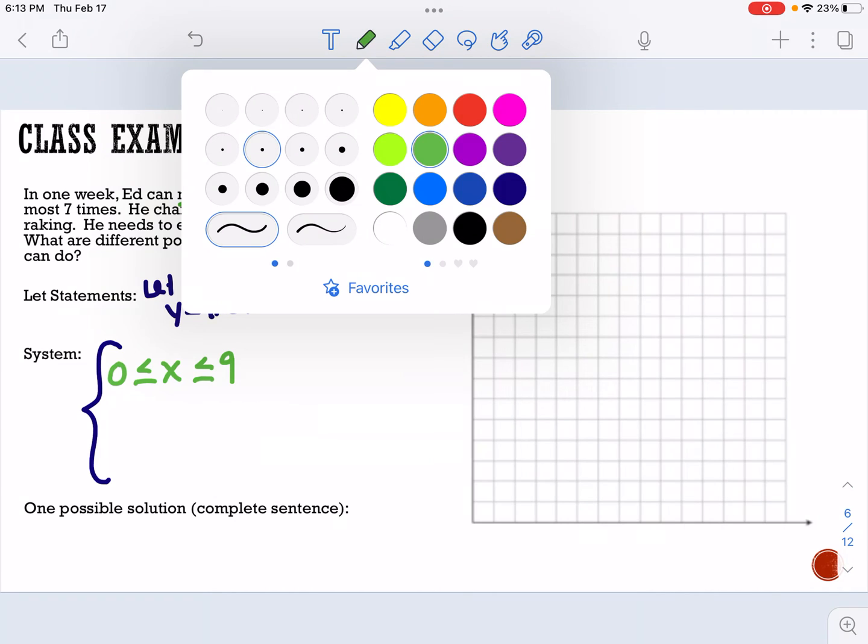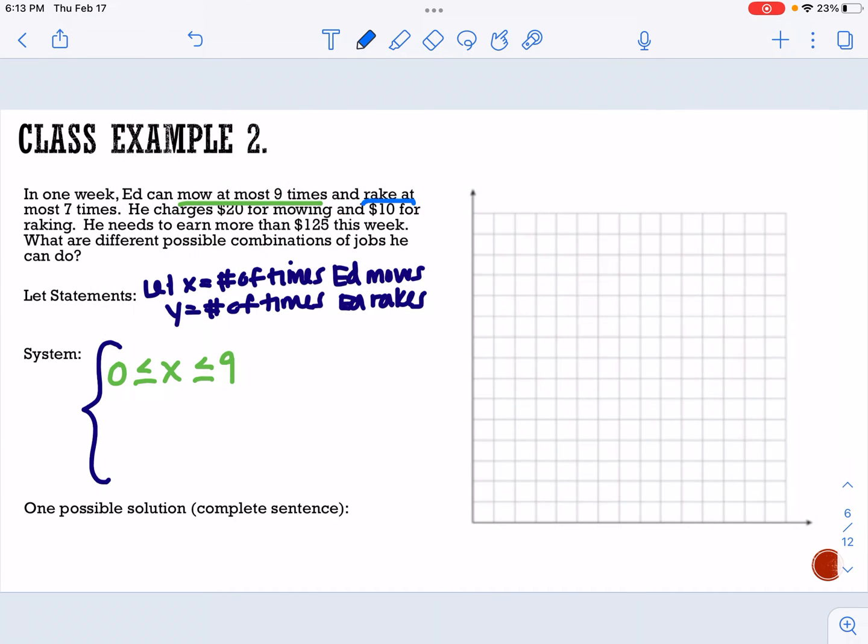The next one that I'm going to see over here is that he said that he only wants to rake at most 7 times. Well, if y represents the number of times Ed wants to rake, what inequality would represent that scenario? Good, another compound inequality. y must be greater than or equal to 0 and less than or equal to 7.